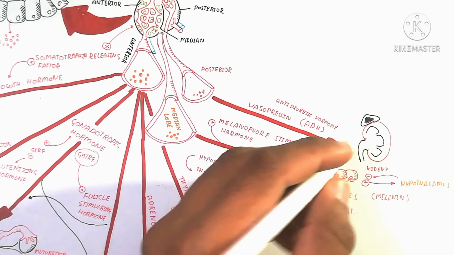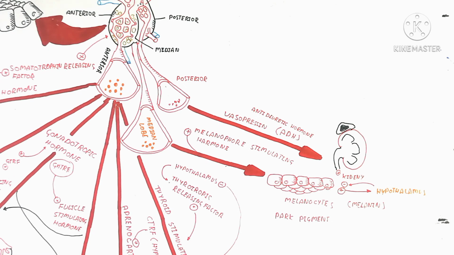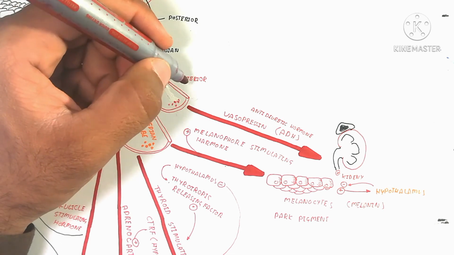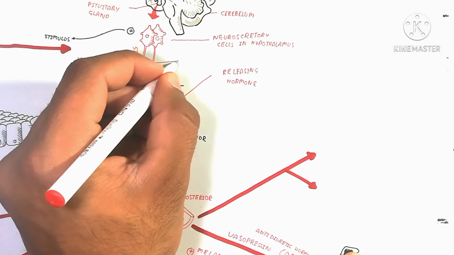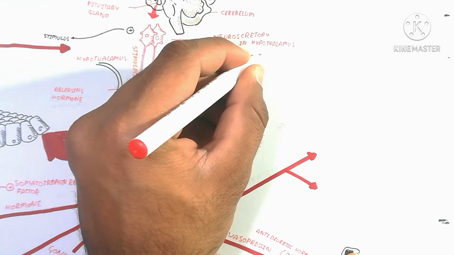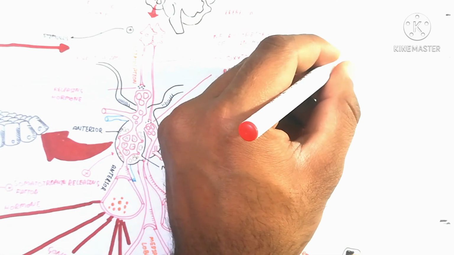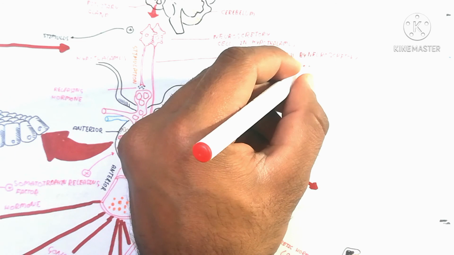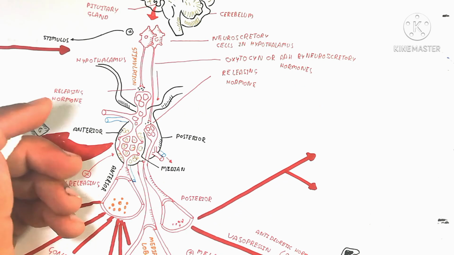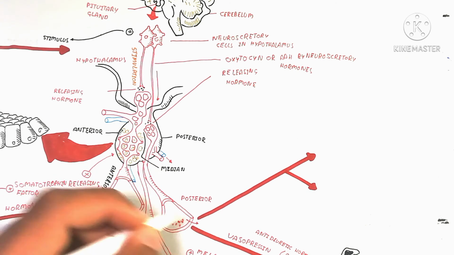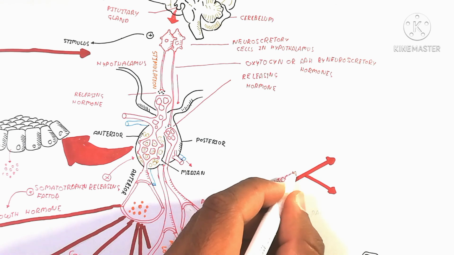So here is the vasopressin. Vasopressin is the antidiuretic hormone, a neurosecretory hormone, which constricts the blood vessels for antidiuresis. Antidiuretic means urine production is less because of the constriction of the blood vessels, as well as an increase in heart beat or blood pressure.